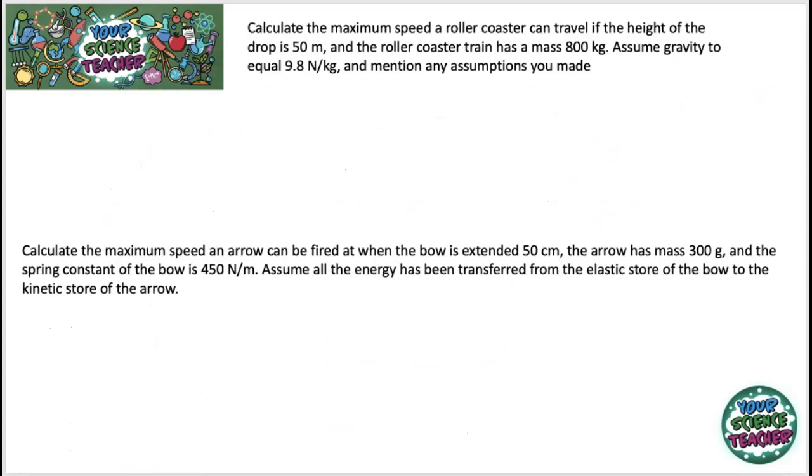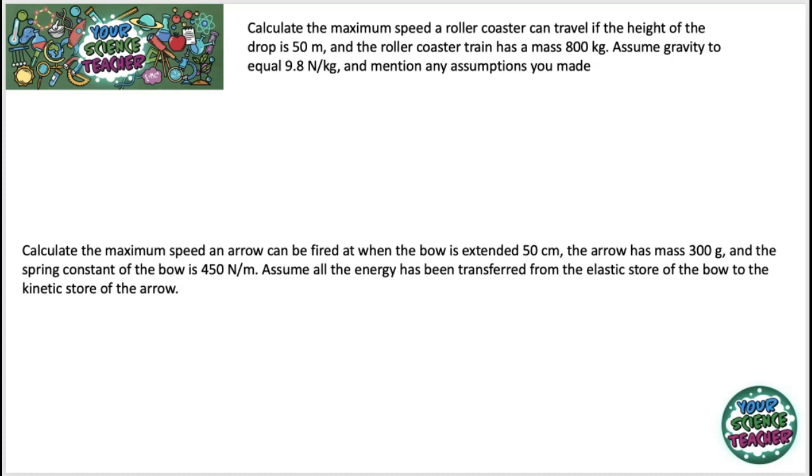Here I have two example questions which I'm going to do. These would be quite high mark questions. That's why I'm going to go through them with you guys. It says: calculate the maximum speed a roller coaster can travel if the height of the drop is 50 meters and the roller coaster train has a mass of 800 kilograms. Assume gravity is equal to 9.8 and mention any assumptions that you have made.